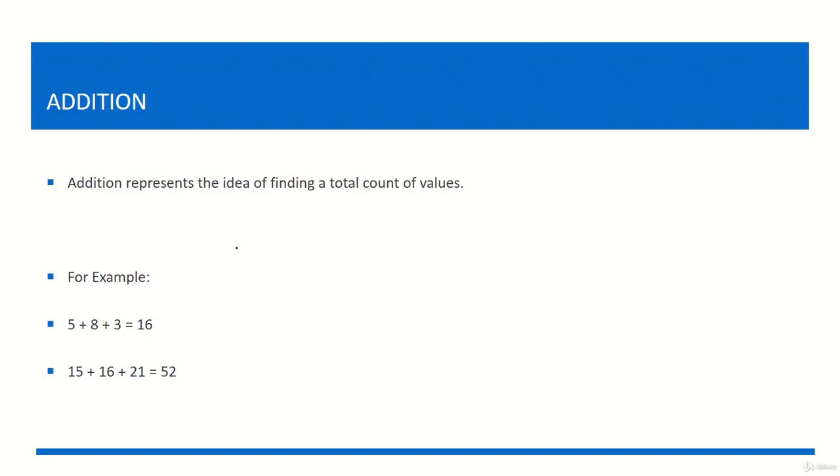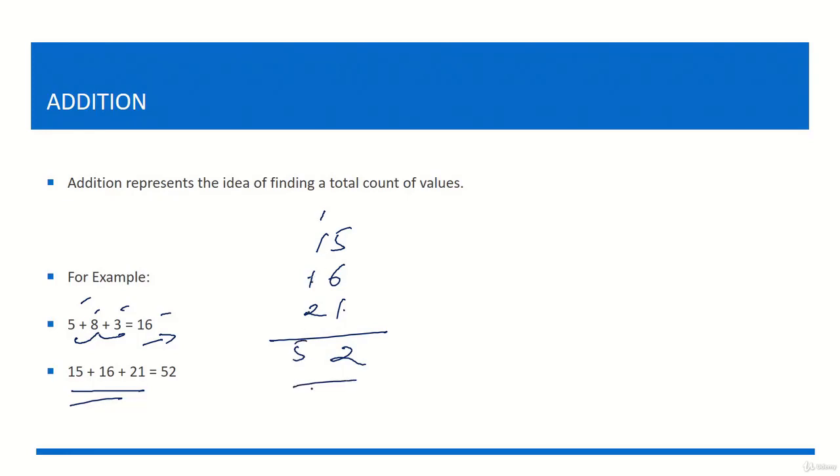Addition. Addition basically represents the idea of finding the total count of values. For example, 5 plus 8 plus 3 is equal to 16. 8 plus 5 is 13, 13 plus 3 is 16. Or otherwise, you can take 15 plus 16 plus 21. So 5 plus 6 is 11, 1 carry, and so on. This is nothing but addition. It represents the idea of finding a total count of values. You are going to count, that's it.